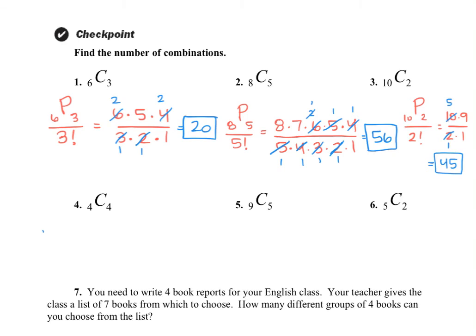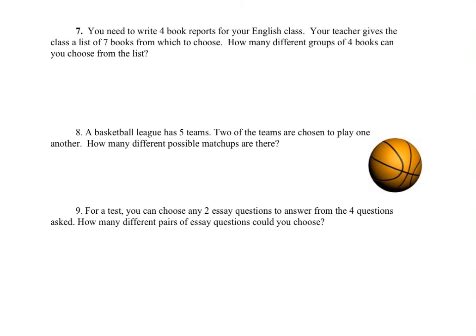We're going to skip 4, 5, and 6 because I want us to do just a little bit more practice with some word problems now. So let's jump down to number 7. All right, number 7, you need to read 4 book reports for your English class. Your teacher gives the class a list of 7 books from which to choose. How many different groups of 4 books can you choose from the list?